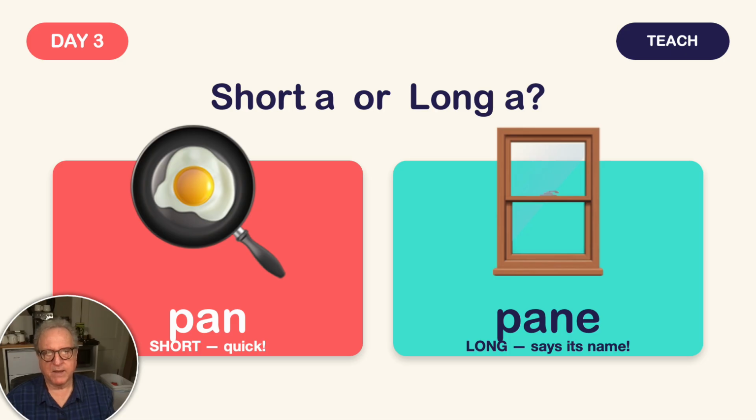Say them with me. Pan, pane. One more time. Pan, pane. And the E at the end makes that different sound. It changes it from pan, you put the E, it makes it pane. The E changes the A. It changes the vowel.